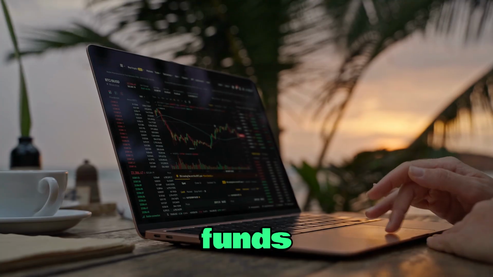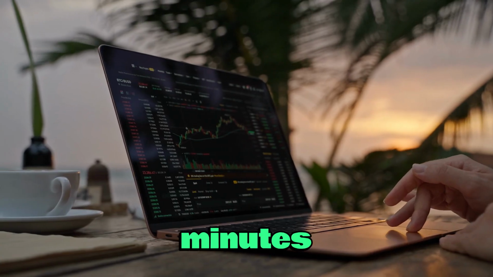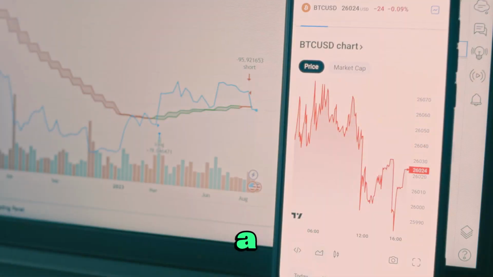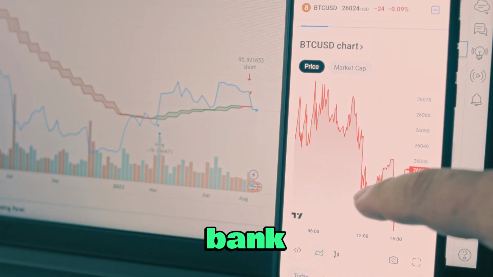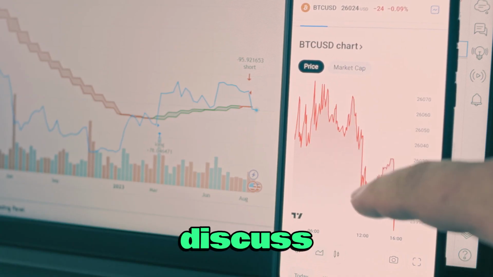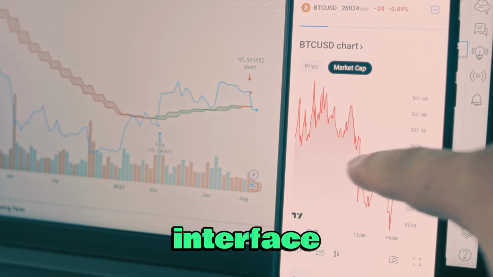Wait for your funds. Deposits can appear within minutes, but bank transfers may take a few hours depending on your location and bank policies. Let's discuss understanding the Binance interface.